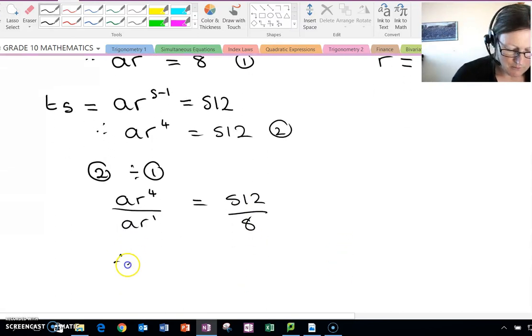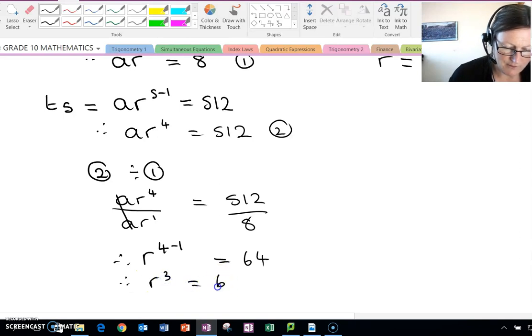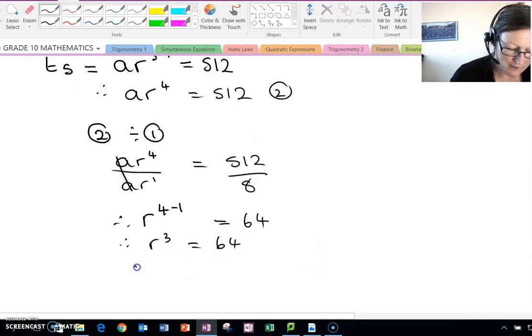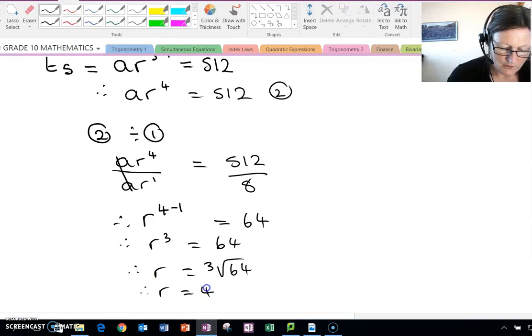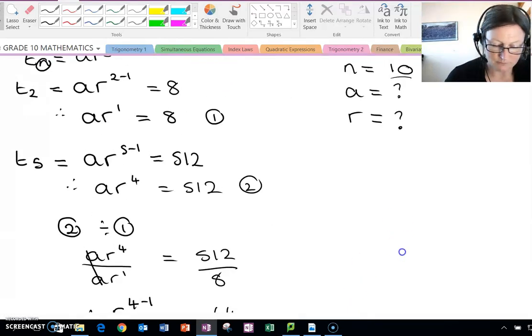So when I do that, my A's cancel. And using my index law knowledge, when I divide indices, I subtract them. And then 512 divided by 8 is 64. So in other words, R cubed is equal to 64. And if I want to work out what R is, it's the cube root of 64, which is 4. So I've worked out R.